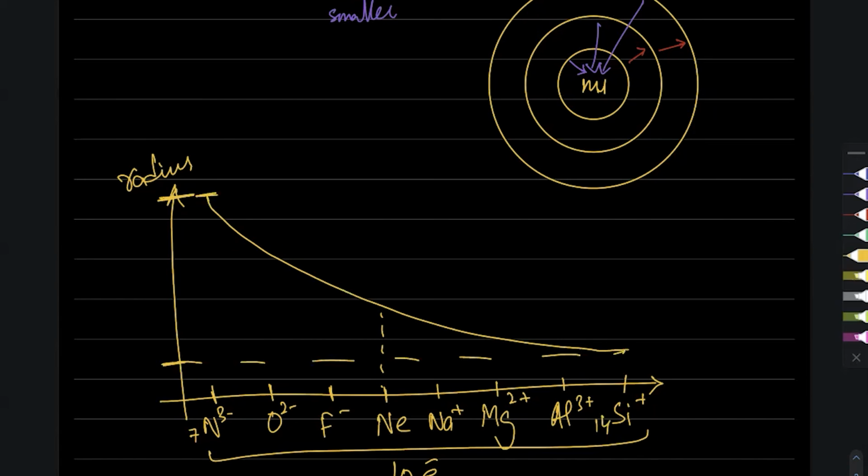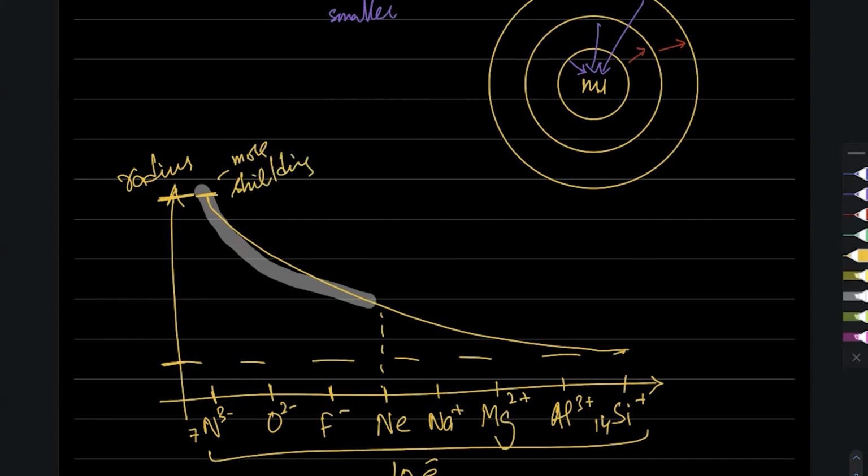You are getting more protons pulling on the same shell. For the anions on the left side, the size decreases because of greater nuclear attraction, but the same number of shells. Okay, so there's more shielding here.